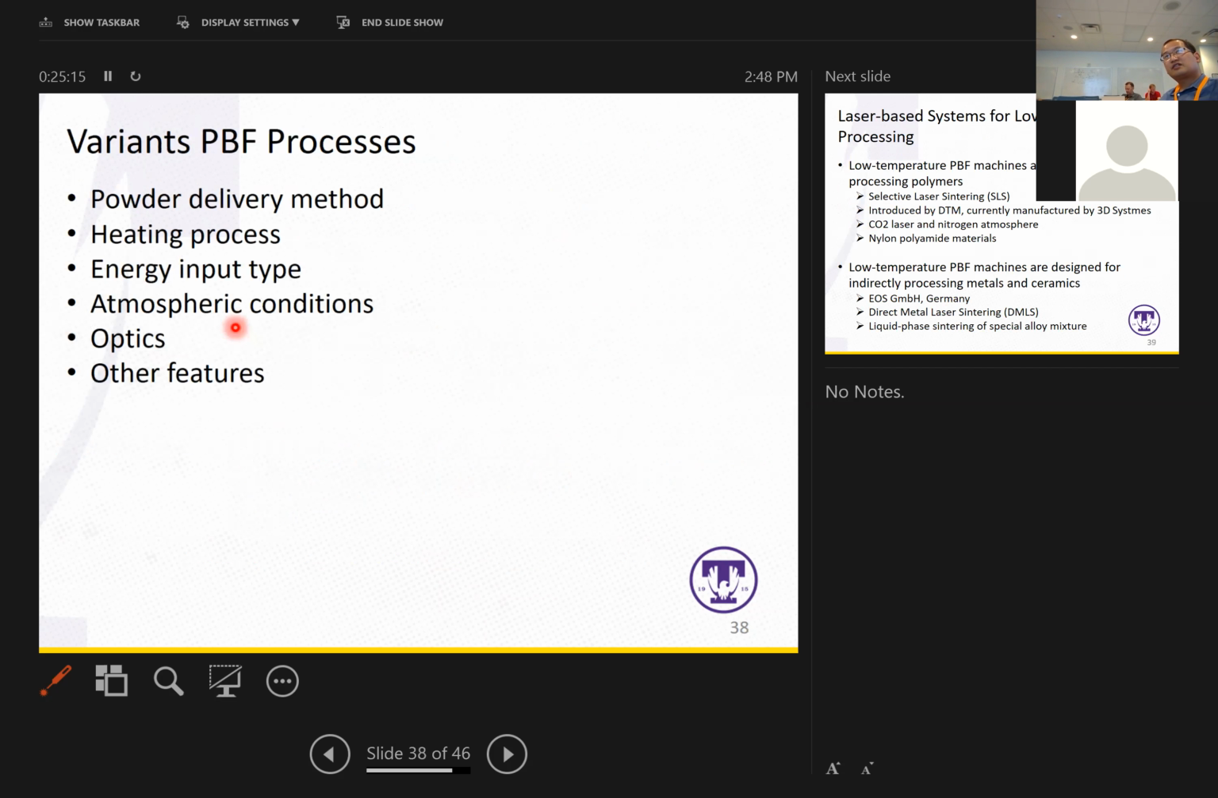And there are different variations of this powder bed process. They have different delivery methods and heating processes. The energy could be different, right? You could use the laser or even electron beams. I will introduce a little bit of the electron beam based method. Also, whether you make it vacuum or you put some gas there, and the optical devices could also be different.